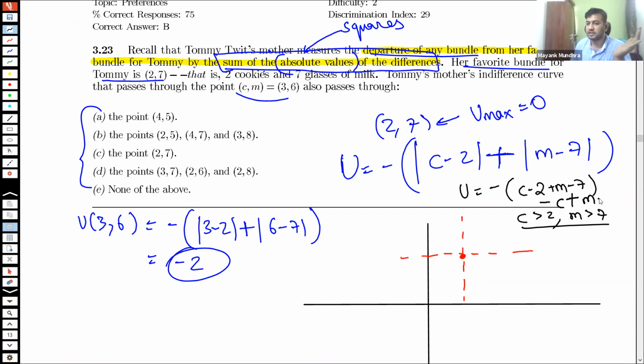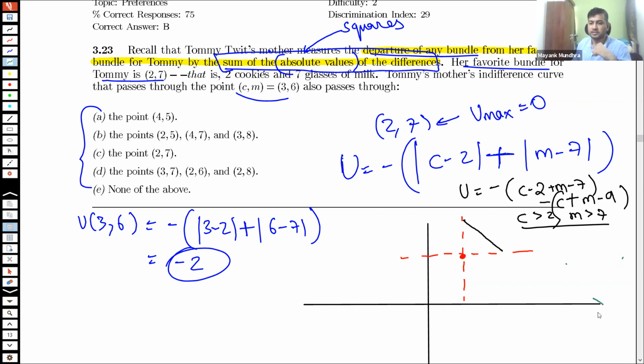Negative of C plus M minus 9. So C plus M is the dominant feature here. C plus M equals to something. So it's going to be a 45-degree slope like this. Now let's look at this zone. In this zone, you have C less than 2, but M greater than, no wait.